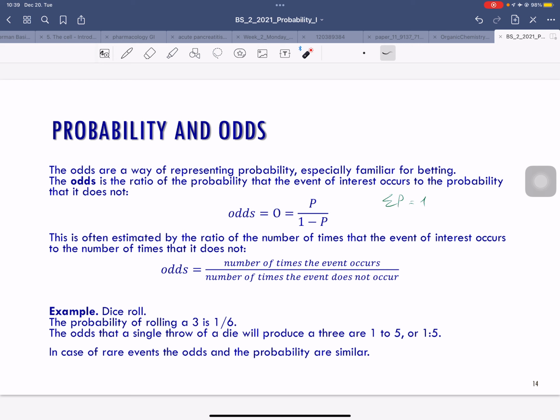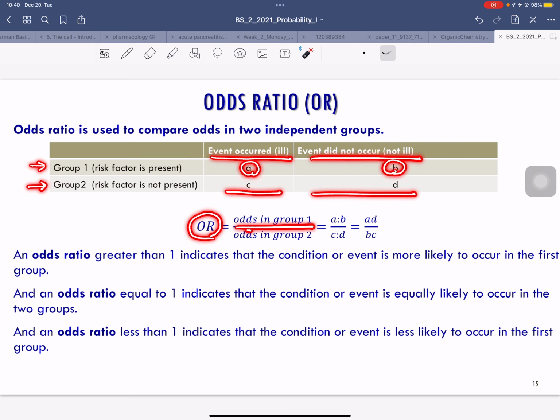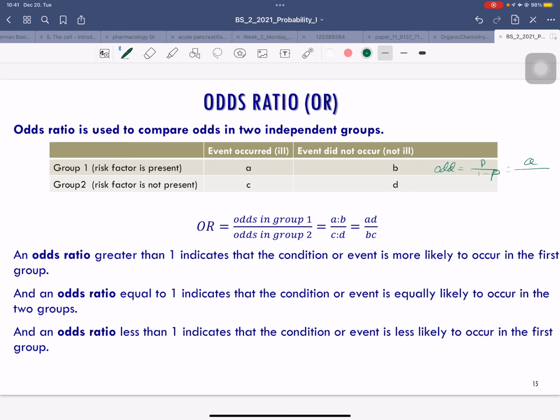For example, if I have group 1 and group 2. In group 1, we have the event occurred, for example in the clinic, A is the ill patients, and B is the non-ill patients, but with the risk factor present. And in group 2, C is the ill patients, and D is not ill. If we find the odds ratio, it will be the ratio between the odds of group 1 and group 2. For group 1, it is A over B, because we know odds equal p over 1 minus p. Here p is the event of interest, which is A, and 1 minus p is B. Again, the odds will be p over 1 minus p, equal to C over D.